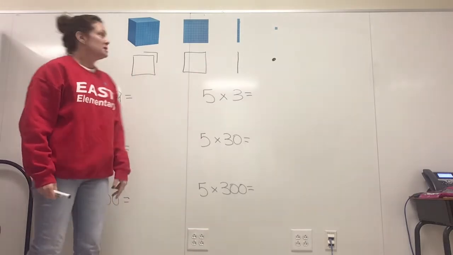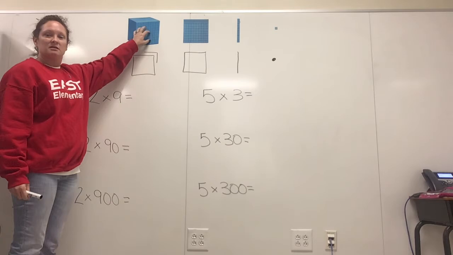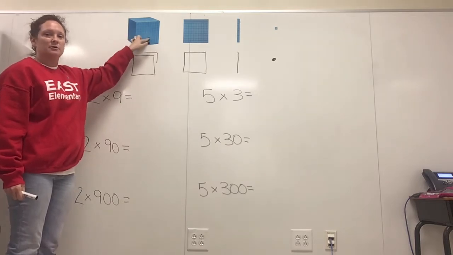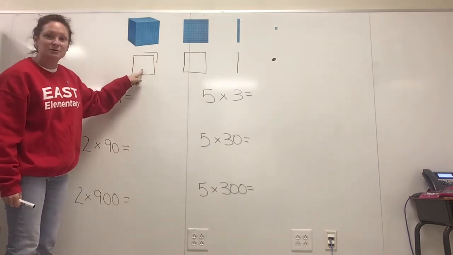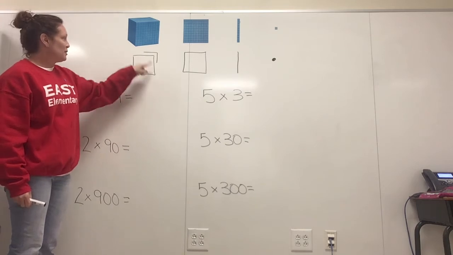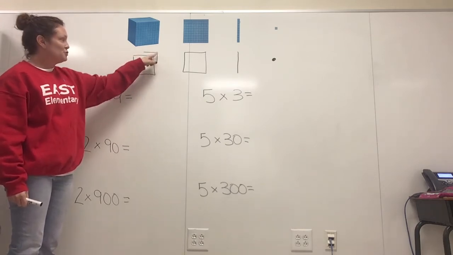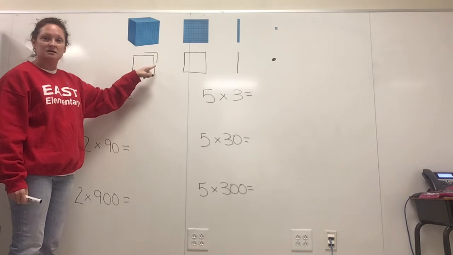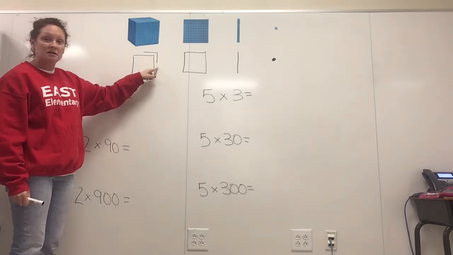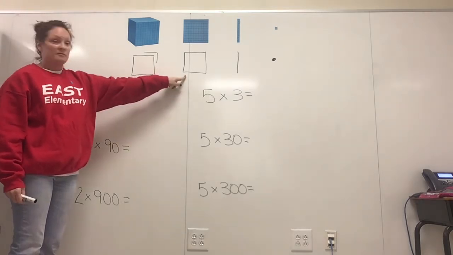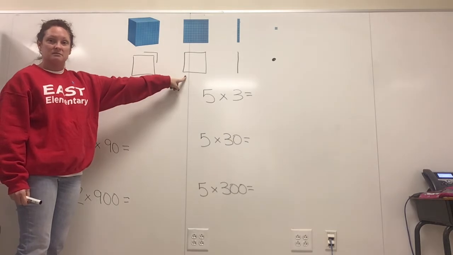Okie dokie. So here's your thousands cube, right? So I have 1,000 ones in here. Here's how you can draw your thousands cube. Make your square and then do a doopy doopy on the end. The doopy doopy is what makes it different from your hundreds flat, right?